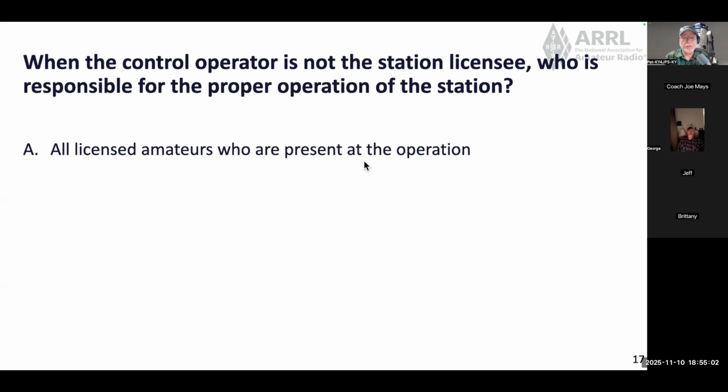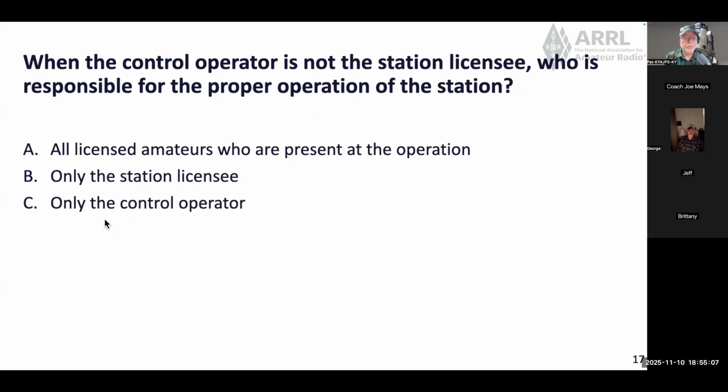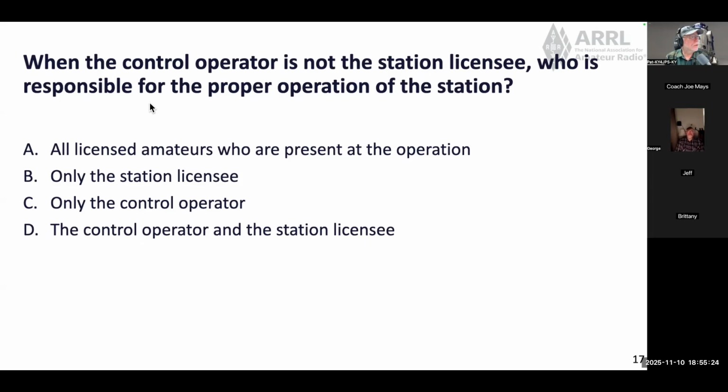All licensed amateurs who are present at the operation, only the station licensee, only the control operator, and the station licensee. B. Only the station license. Close. Did they say D? Is that what you're saying? Yeah, that's what I would guess. Yes, it would be the control operator and the person that owns the station. So it's going to be both of them.